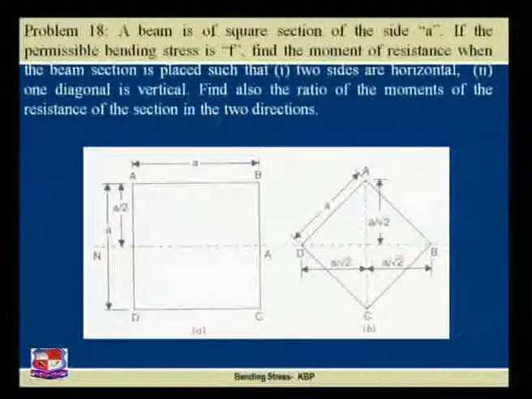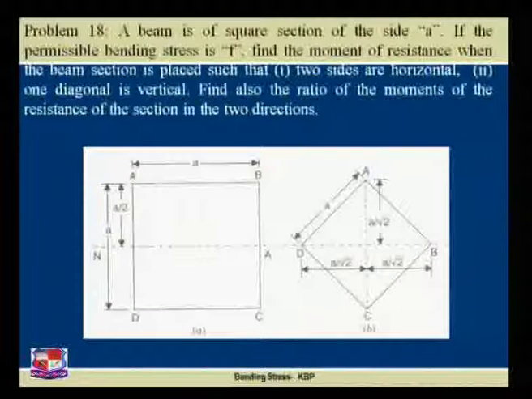Please understand carefully what is given to us and what we have to find out. In this, a single beam has been given to us, and it is square, and the dimensions of the square have been given to us. Cross-sectional area is A into A, A squared. The permissible bending stress is F.